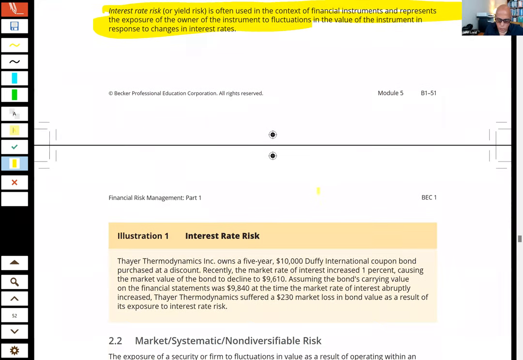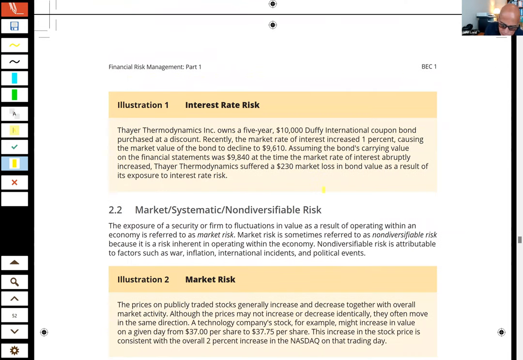So when you look at this illustration, we've got this company, and they go ahead and they buy a $10,000 bond, and they tell us that they purchased it at a discount. Now, if we purchase it at a discount, that means that the market rate of interest is more than the stated coupon rate of that bond. So we bought it for a discount, and then they tell us that recently the market rate increased 1%. So we started out already with a market rate that was higher than the coupon rate, and now that trend has continued.